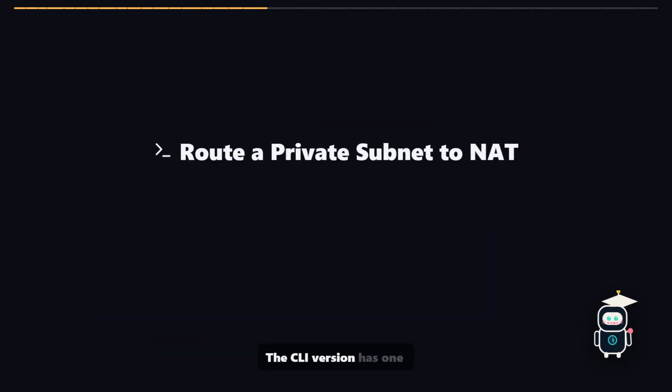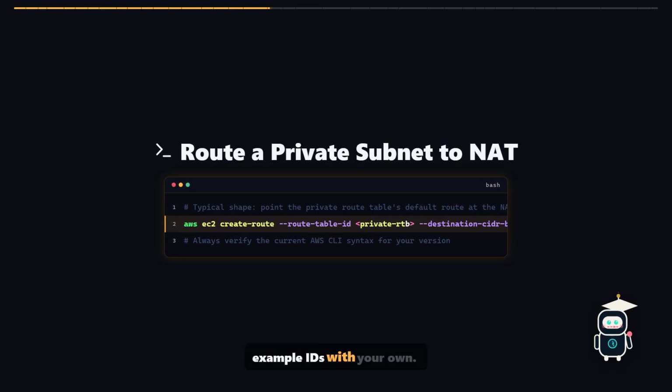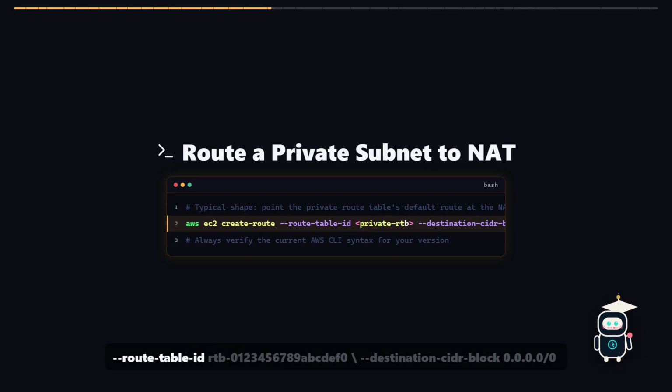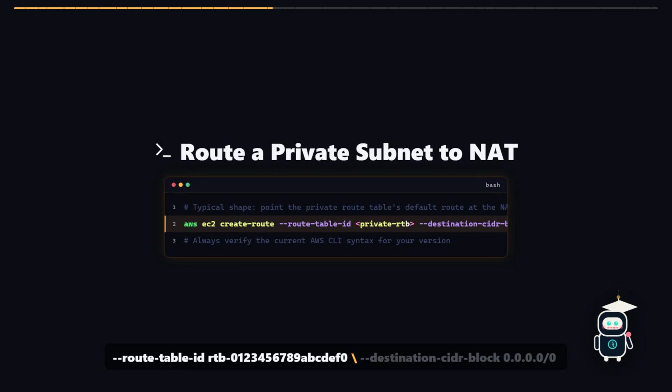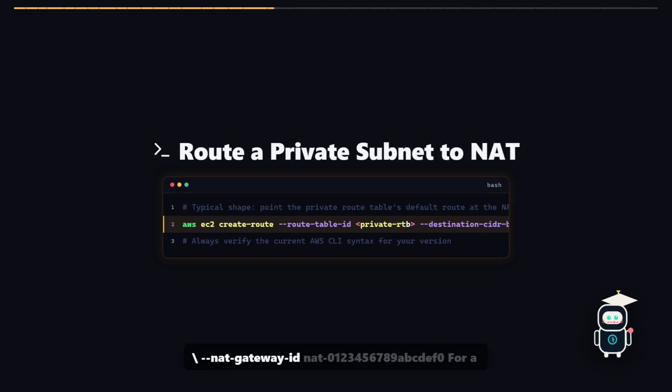The CLI version has one important trap. The target on the private route table must be the NAT gateway, not the internet gateway. Replace the example IDs with your own. Bash: aws ec2 create-route, route-table-id, your route table ID, destination-cidr-block 0.0.0.0/0, nat-gateway-id, your NAT gateway ID.